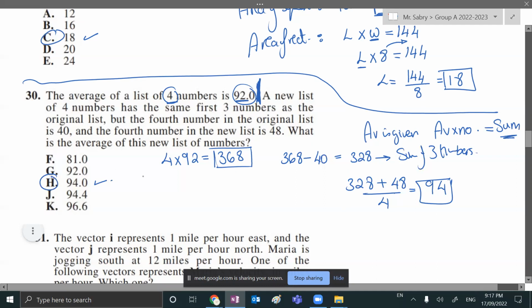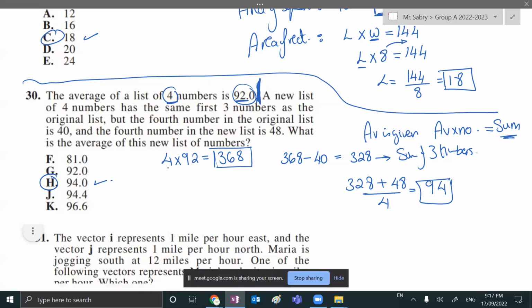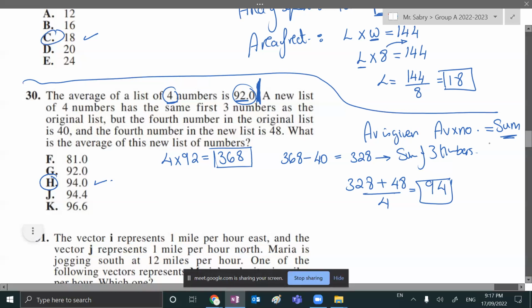In there anyone who doesn't understand this question? Do you want me to re-explain this one? Again, the whole idea ان انا كان عندي 4 numbers هو مديني already الافرج بتاعهم بكام. بعدين قال لي ان في 3 منهم هيفضلوا زي ما هم بس الرقم الرابع بتاعهم بدل ما كان ب 40 هخليه ب 48. ممكن تقول لي بقى النيو افرج هيبقى كام؟ So this is actually يعني pretty easy.